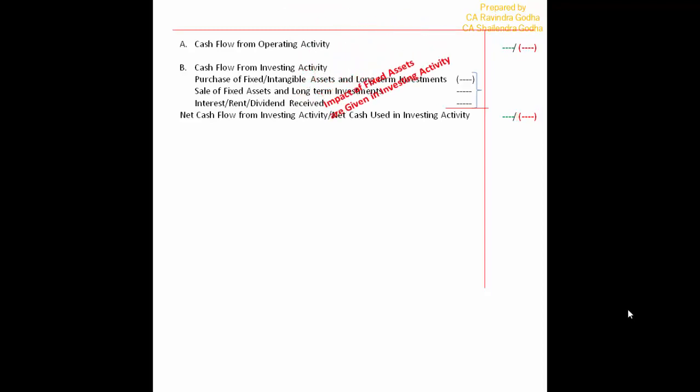When we sell an asset, we receive money, so it is an inflow. And income generated by fixed assets, meaning interest, rent and dividend received, is again an inflow. And write the total of this in the outer column: net cash flow from investing activity or net cash used in investing activity. If positive, it is net cash flow from investing activity, and if negative, it is net cash used in investing activity. So the impact of fixed assets is given in investing activity.